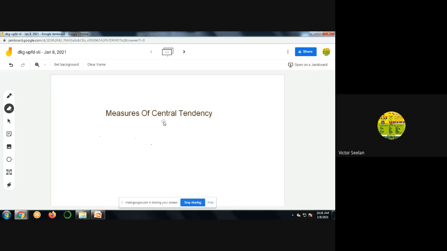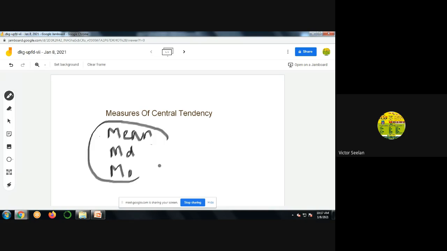Basically there are three measures. One is mean, second one median, and third one mode. First one mean, M-E-A-N. Second one median, you can simply note it as MD, and third one mode. So these three are called averages.